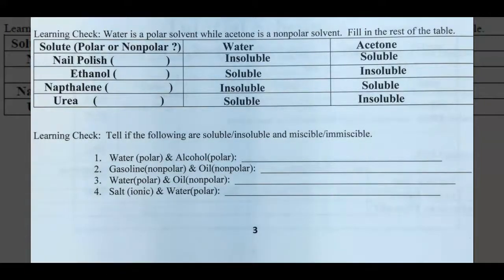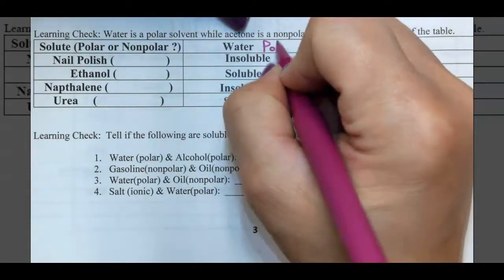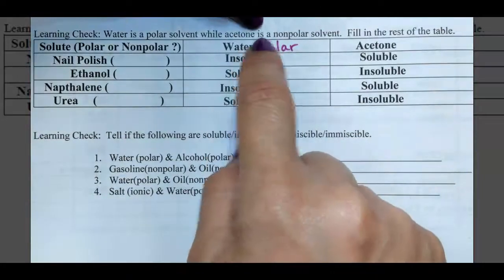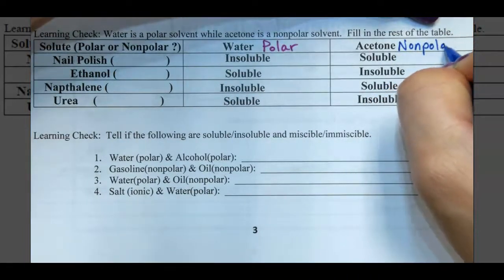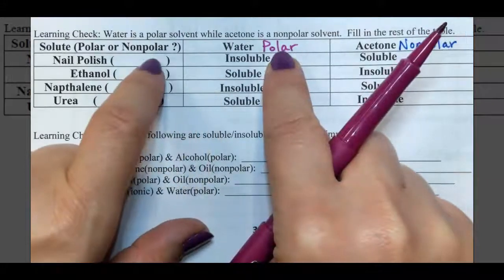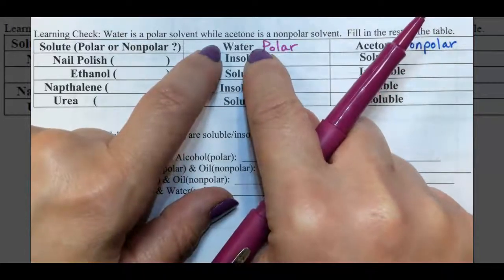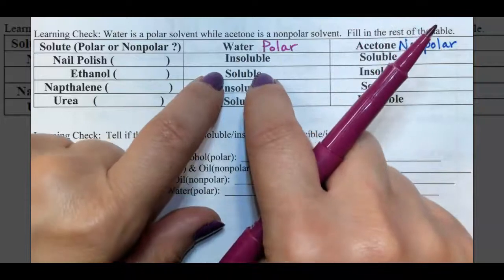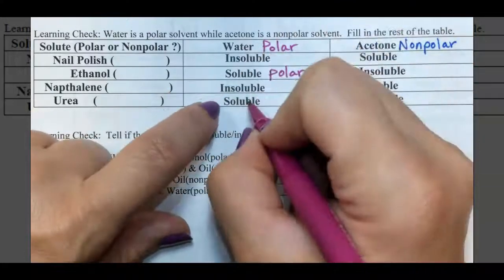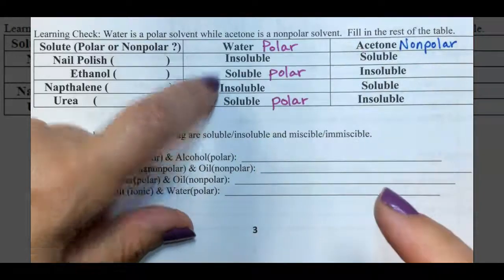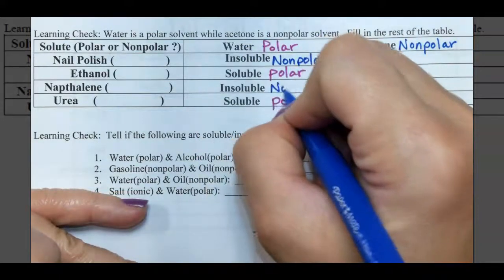So let's determine what's polar, what's nonpolar. Here's what we know. Water is a polar solvent. And acetone is a nonpolar solvent. From what we understand, like dissolves like. So what we want to know is, are these polar or nonpolar? Since water is polar, if it's going to be soluble with water, it must also be polar. So since this is soluble in water, it is polar. And since this one down here is soluble in water, it is also polar. If it is insoluble in water, then it's going to be nonpolar. And this is insoluble in water, so it's going to be nonpolar.